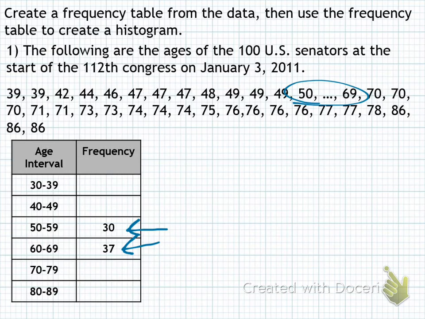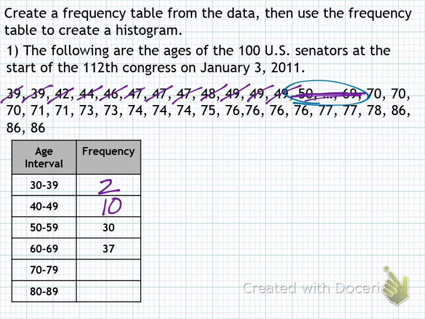Just so we can get a feel for how we do this, let's count how many are in their 30s. 2, good, just these 2 that are 39. How many are in their 40s? Let's count together, ready? Like we're in kindergarten. 1, 2, 3, 4. You guys aren't counting with me. 5, 6, 7, 8, 9, 10. Okay, so there's 10. The 50s and 60s I already counted and put here for you. In their 70s, there's 1, 2, 3, 4, 5, 6, 7. There's 18. And in their 80s, how many? Three.